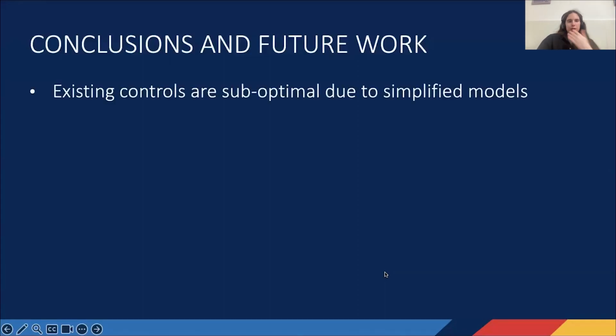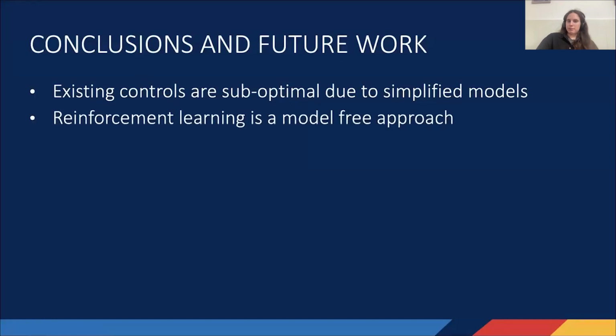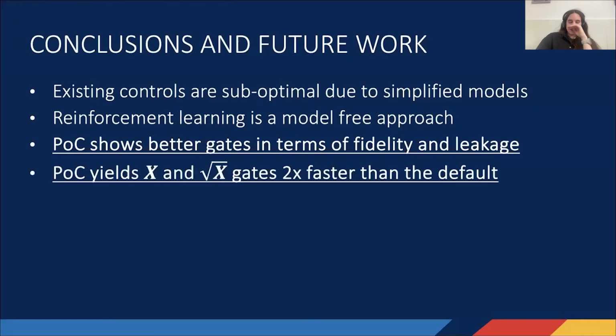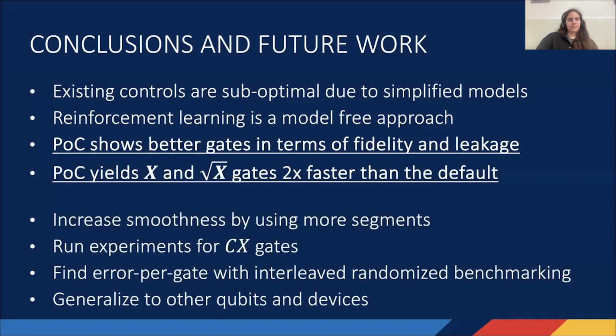So what have I shown overall? That existing controls for quantum computers are suboptimal, usually because they're built using simplified models. Reinforcement learning is model-free, so it's a good approach for designing controls for quantum systems. My proof of concept on IBM devices shows better gates in terms of fidelity and leakage. And it also shows gates that can be 2 times faster than the default.